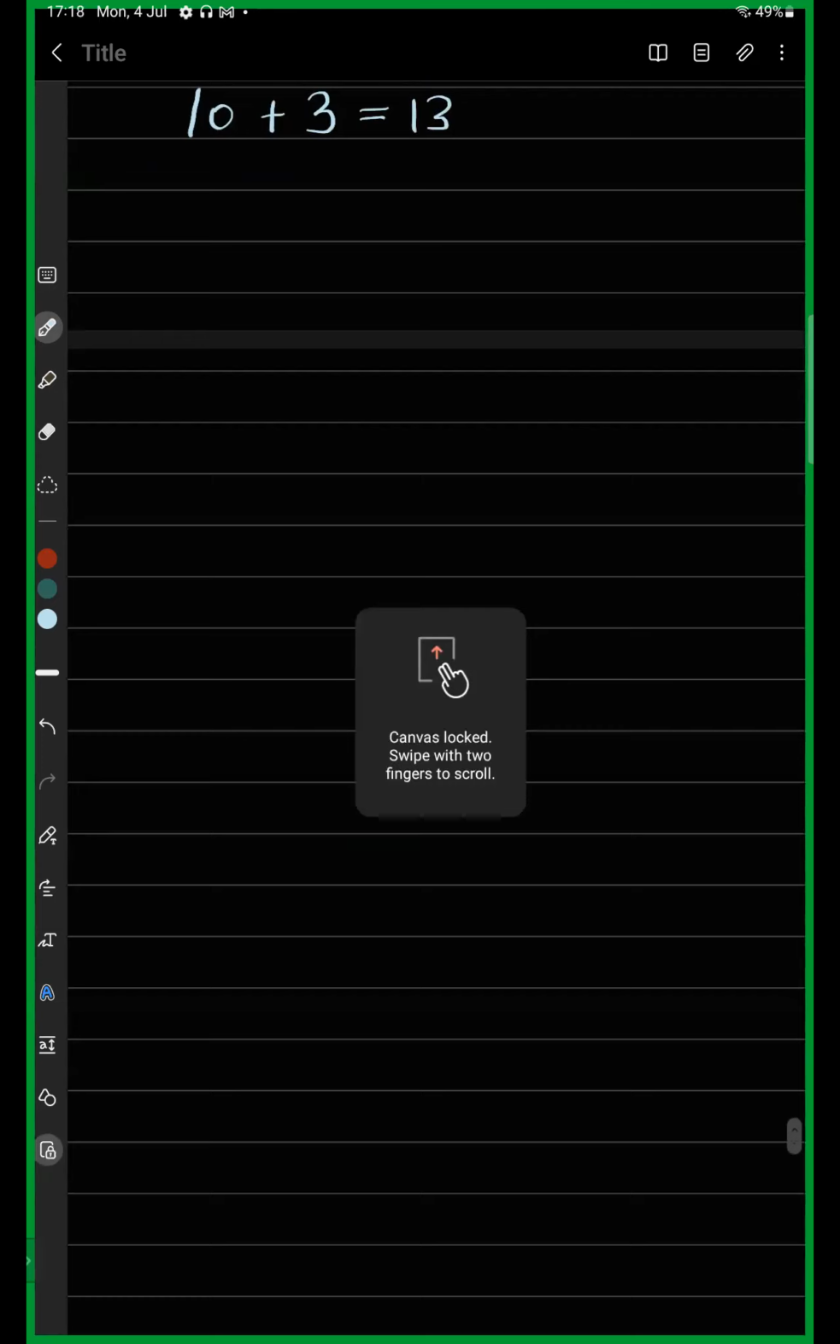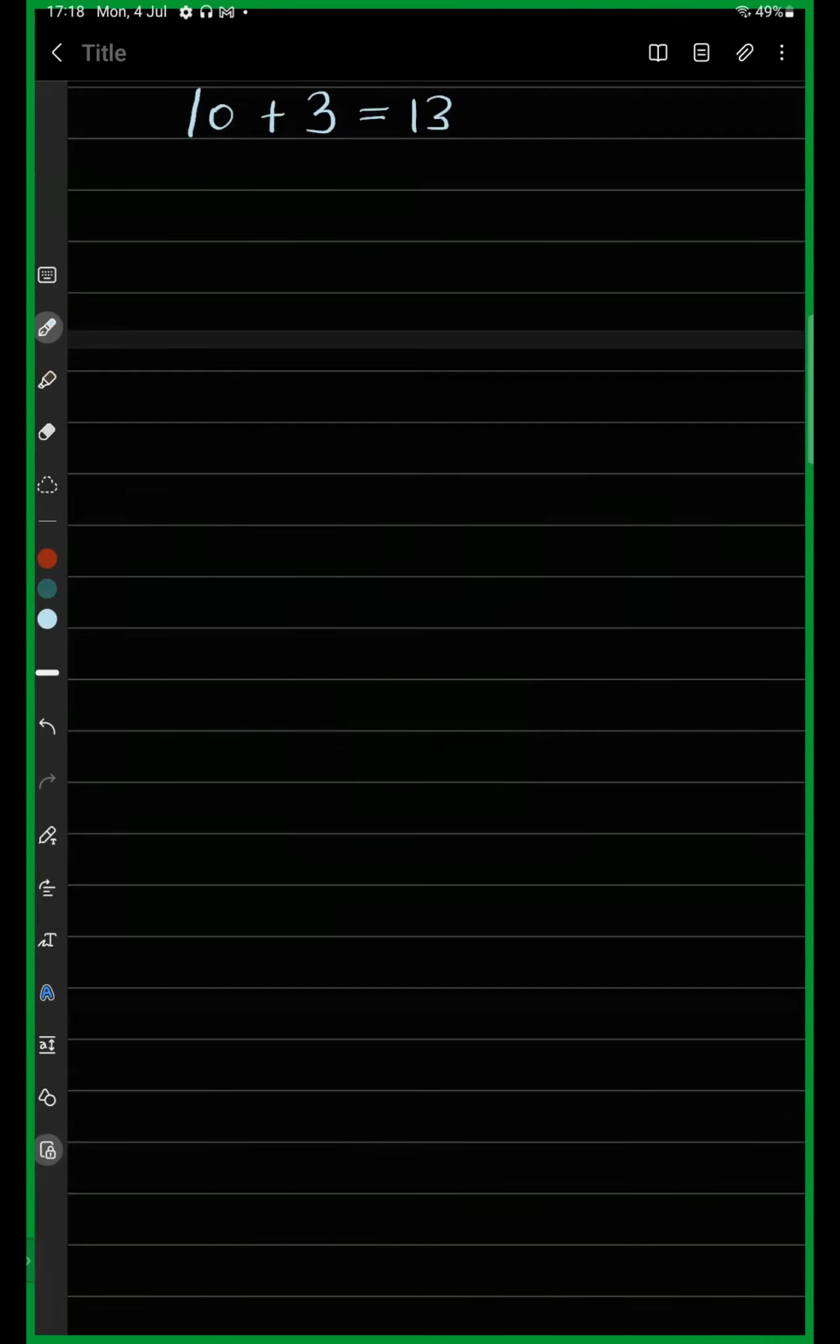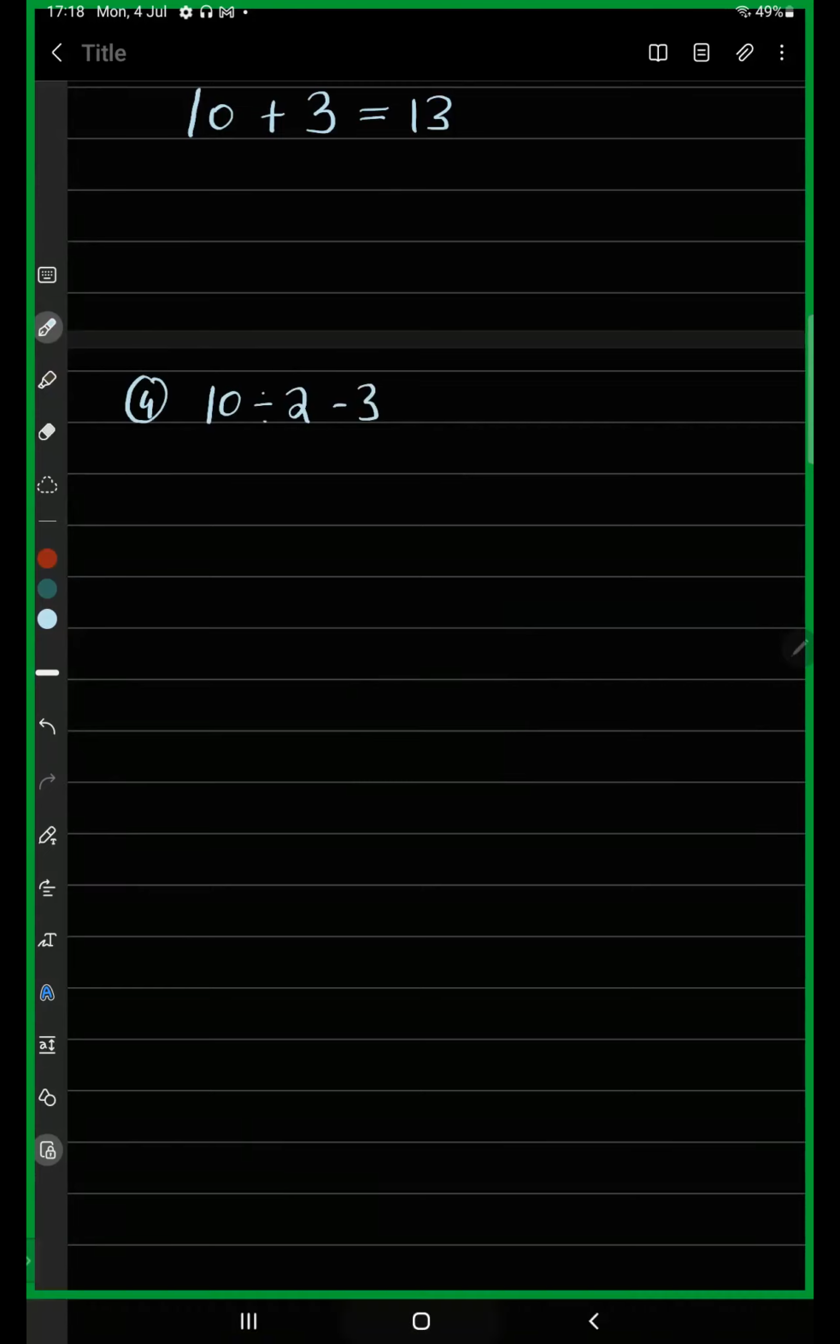It's BODMAS. It's simple. Brackets, order, division, multiplication, addition, and subtraction. Okay. Let's talk about the fourth example now. It is 10 divided by 2 minus 3. Okay. So now again, it's BODMAS.